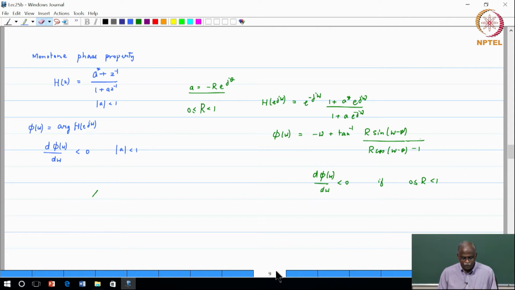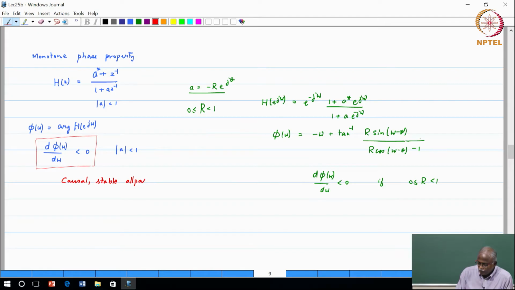The third property, of course, concerns H of e to the j omega. If you look at the phase of that transfer function, then the derivative with respect to omega is less than 0. That means it is a monotone decreasing function, and this is a property of causal stable all pass functions. So, this is true for causal stable all pass functions. I am assuming that these are properties that you can verify if needed and be able to use.